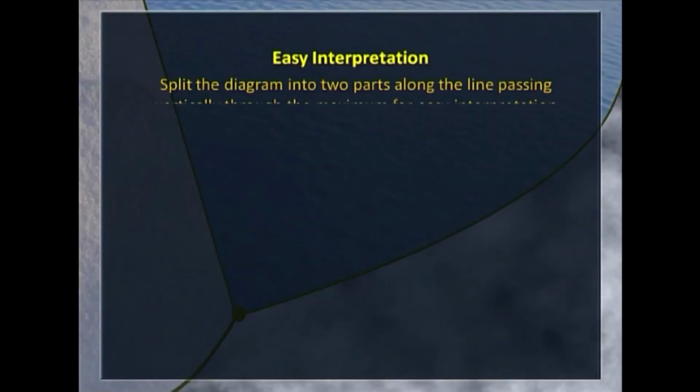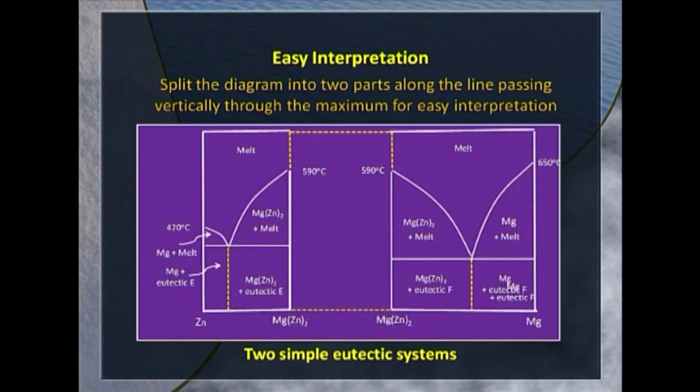What do you do? You split the diagram into two parts, exactly bisecting it corresponding to the maximum in the curve. What is the result? You have two simple eutectic systems, and the interpretation of this you have seen earlier. It is easier than directly looking at the complicated diagram. How do you do it?